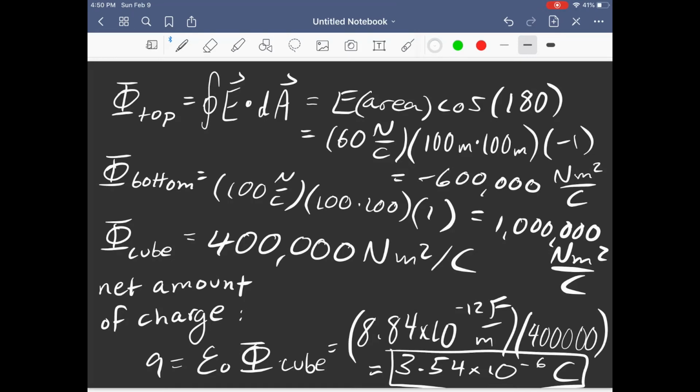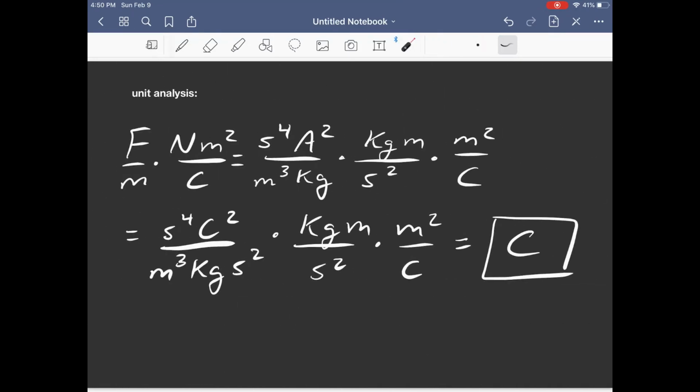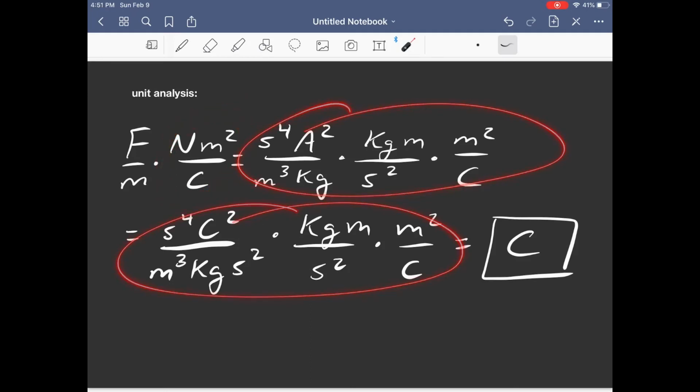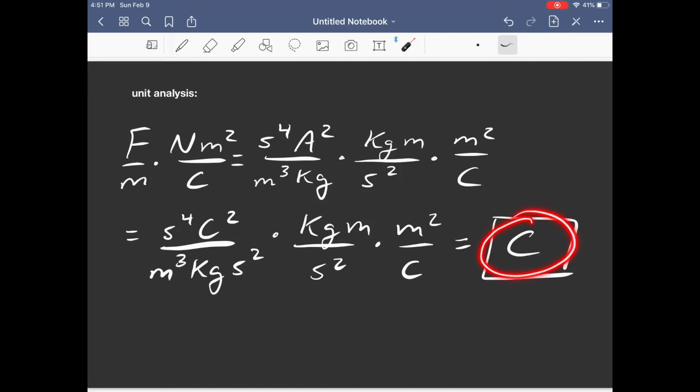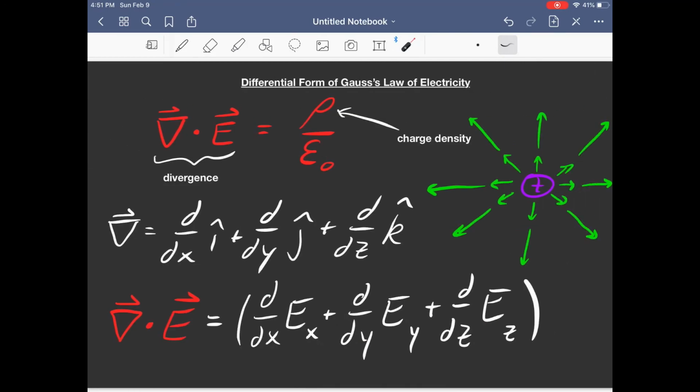All right, so how did we end up with these units? I could show some unit analysis here. So you have the permittivity of free space units, farads per meter. We had the net flux units, newtons meters squared per coulomb. And we go through the unit analysis, and what you will end up with is units of coulombs, which is our charge units.